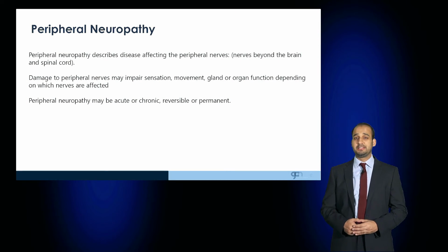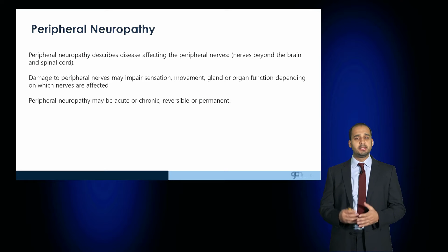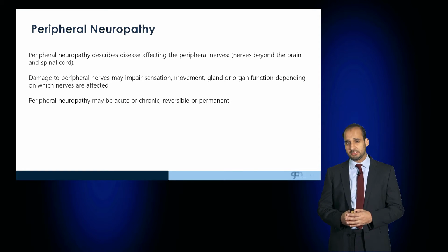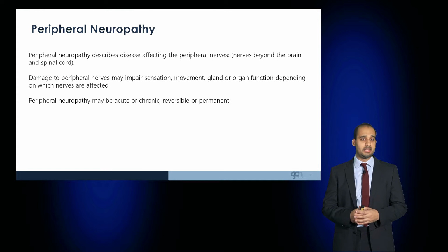Welcome to this medicine masterclass on peripheral neuropathy. Peripheral neuropathy describes disease affecting the peripheral nerves, the nerves beyond the brain and the spinal cord from the anterior horn cells. Damage to peripheral nerves may impair sensation if sensory nerves are involved, movement if the motor nerves are damaged, and gland or organ function may be affected if the autonomic nerves are damaged.